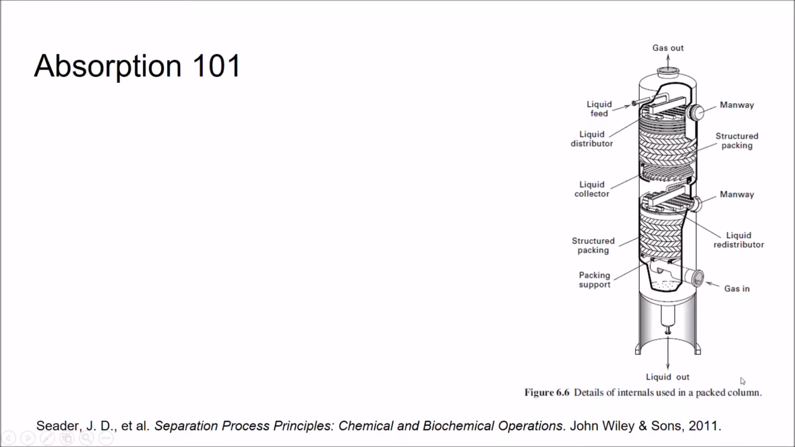In the figure, an absorption column is shown. The liquid goes in the top of the column and through a distributor that helps prevent channeling. The liquid then comes out the bottom of the column. The gas goes in the bottom and comes out at the top.